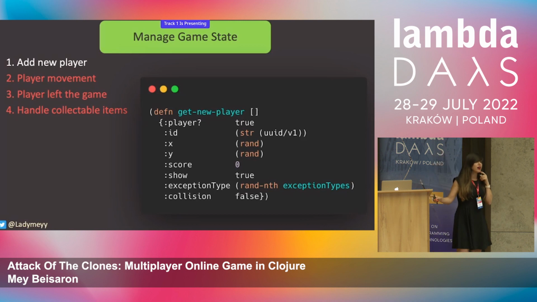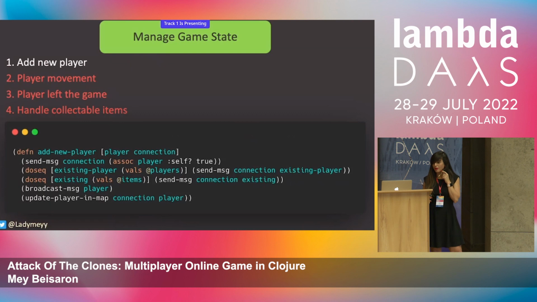This is how I notify the client if this player has left the game or not. So when the client gets this key value map, he checks the show key in order to check if we need to remove this player from the screen or not. And then we have the exception type, and last we have the collision. So the collision is used also for collisions with the window sides, or collision with items, or with other players.